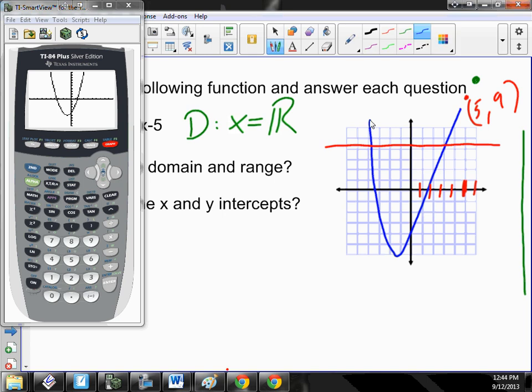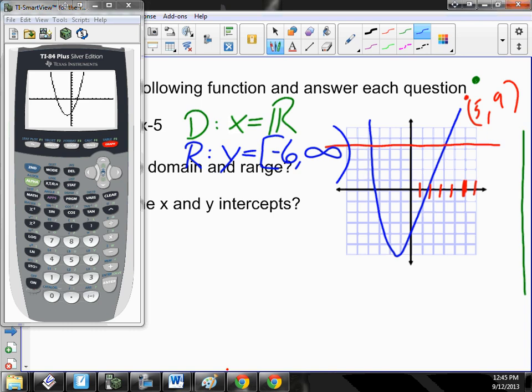So the range is y equals the interval -6 comma infinity. Is -6 part of the answer? So do we use a bracket or a parenthesis? Bracket. And infinity always gets a parenthesis.